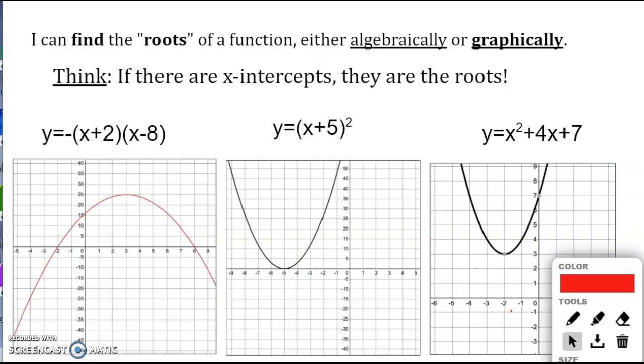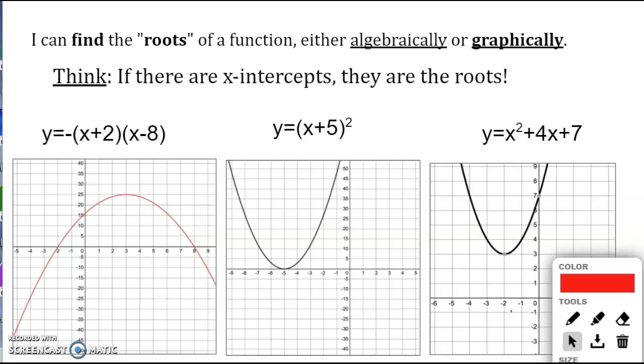Okay, what about this? I can find the roots of a function either algebraically or graphically. That means you should be thinking, if there are x-intercepts, are they roots? Are they always going to be the roots? Well, in this case, it's an upside down parabola because the leading coefficient is -1, being multiplied to it. And the roots are -2 and +8. Okay, so we have two real roots.